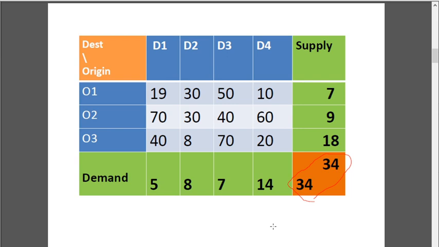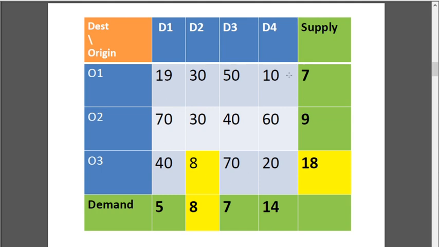So in the matrix minimum method, given the cost, supply and the demand between the origins and the destinations, in the matrix for the cost, the entire matrix, first select the cell which has the least cost. That is, we have here 19, 30, 50, 10, and 70, 30, 40, 60, and again in the last origin 8, 70, and 20. The least cost among all these is 8. That is the cost between origin O3 and destination D2. So select the least cost in this entire matrix.